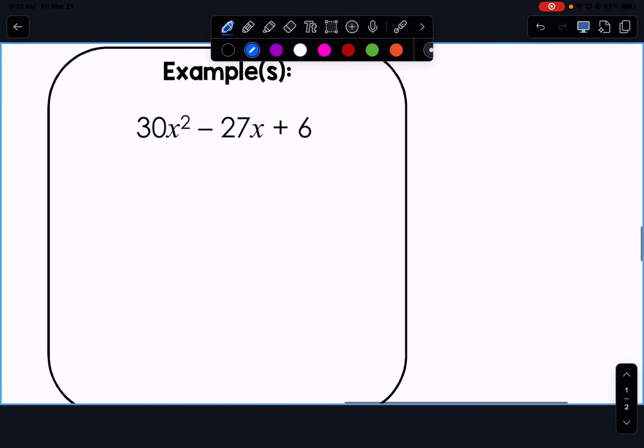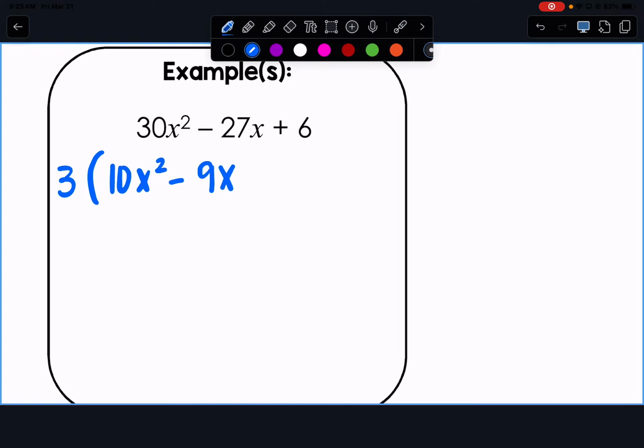First off, does it have a GCF? What can go into 30, 27, and 6? 3. So let's take that out, because I don't know about you, but do you want to factor 30 times 6? Not really. So 30 divided by 3, we get 10x squared. What is negative 27x divided by 3? 6 divided by 3?